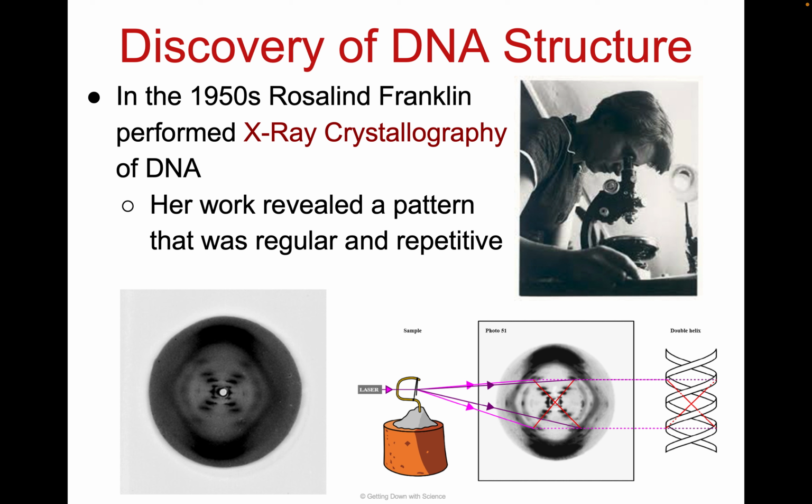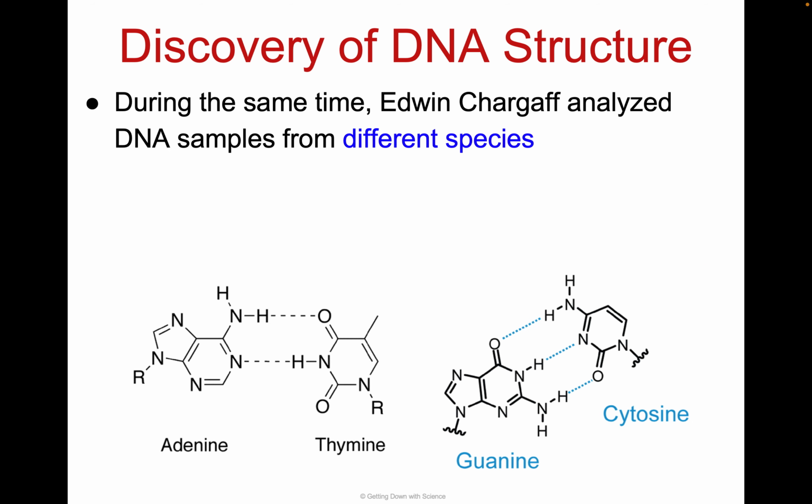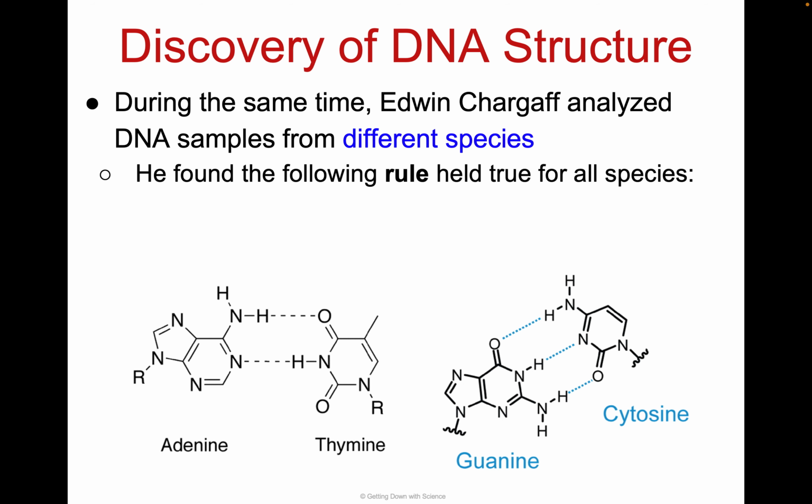So what she did was she did this X-ray crystallography on a piece of DNA, and it revealed a pattern that was repetitive and regular. As she was discovering that, Edwin Chargaff analyzed these DNA samples from different species. At the time, we did not know if we had the same DNA as other species. He found that this rule holds true for all species, which is mind-blowing if you think about it. For you, for me, for your pets at home, the bananas, the grass, these rules hold true for everything.